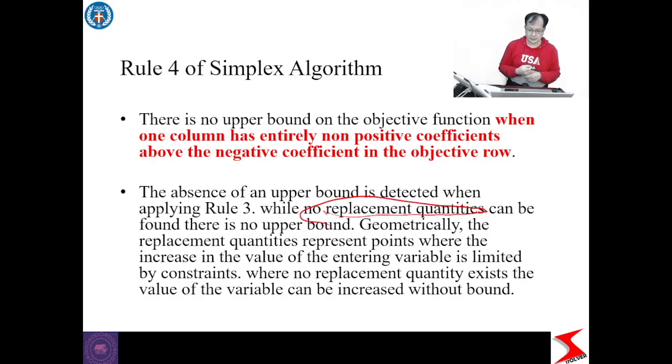And also, if there are only two variables, you can use geometry to see what happened for your problem. The replacement quantity represents points where the increase in the value of the entering variable is limited by a constraint. Where no replacement quantity exists, the value of the variable can be increased without bound. Okay. So that means when x is increased, then the objective is increased. There is no bound from the constraints.